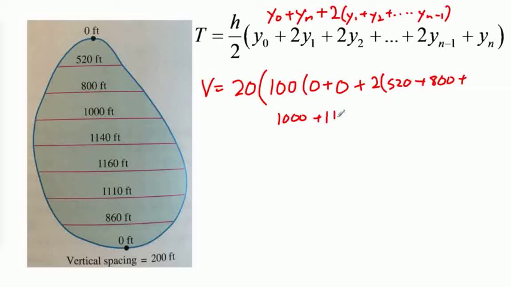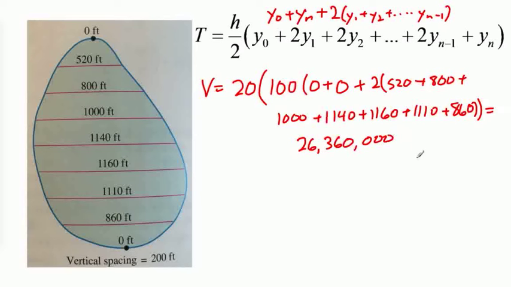plus 1140 plus 1160 plus 1110 plus 860. Now, in order to make this video not super long, I'm just going to put all this in my calculator, and I end up getting 26,360,000 feet cubed. So that's A. That is going to be the volume of this lake.